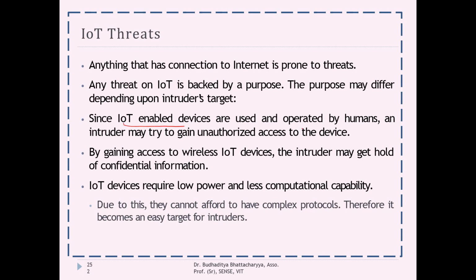Since IoT-enabled devices are used and operated by humans, an intruder may try to gain unauthorized access to the service. And that happens to be one of the very common problems. By gaining access to wireless IoT devices, the intruder may get hold of confidential information as well as recalibrate it, changing it to perform some mischievous act. So those are the threats for IoT.